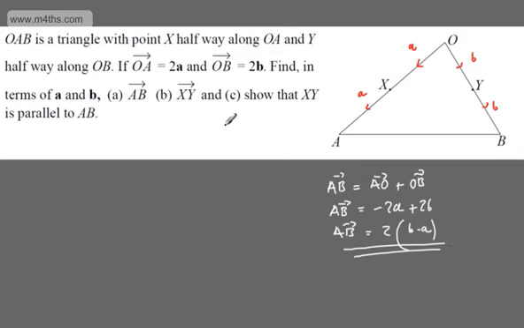Okay, if we now look at XY, let's write down XY. What we're going to have for XY is X to O, and then plus O to Y. Let's consider this. If I go from X to O, I'm going to have minus A. If I go from O to Y, I'm going to have plus B. So we can say that the vector XY is going to be B minus A. Now what I'm going to do is put this as one lot of B minus A.